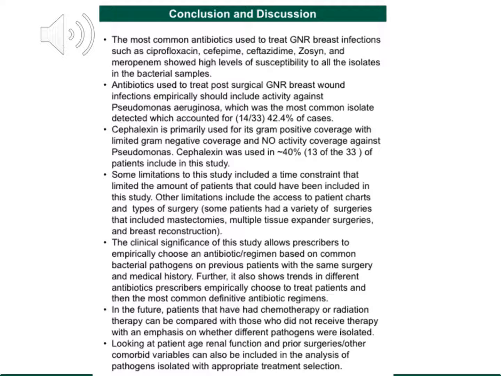So, some future considerations could be how patients that have had chemotherapy or radiation therapy could be compared to those who didn't receive any therapy or who only received one out of the two. And that would help place an emphasis on whether different pathogens were isolated based on those therapies. Another thing could also be looking at patients' age, renal function, and or prior surgeries, along with other comorbid variables, which can also be included in the analysis of pathogens isolated with appropriate treatment.